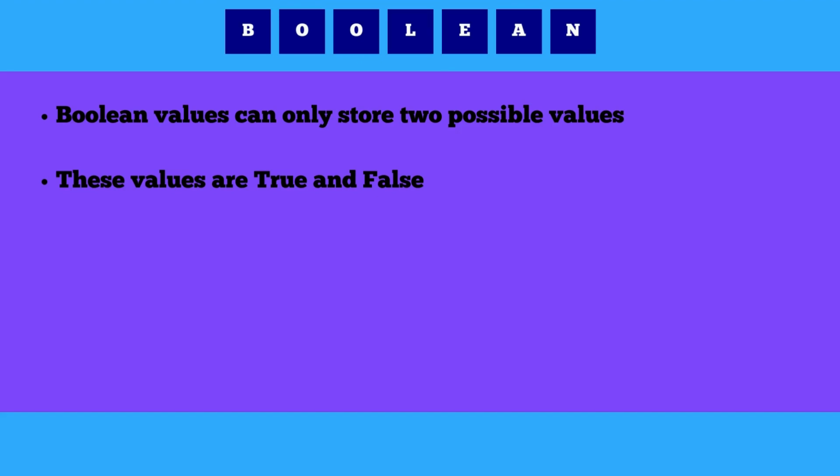The final type of variable I'll be covering today is Boolean. Boolean variables can only store two values, which are true or false. This is useful when you want to see if a certain condition is met in your code.